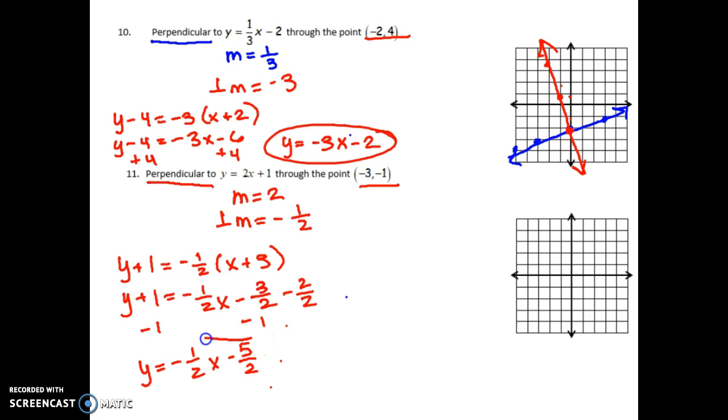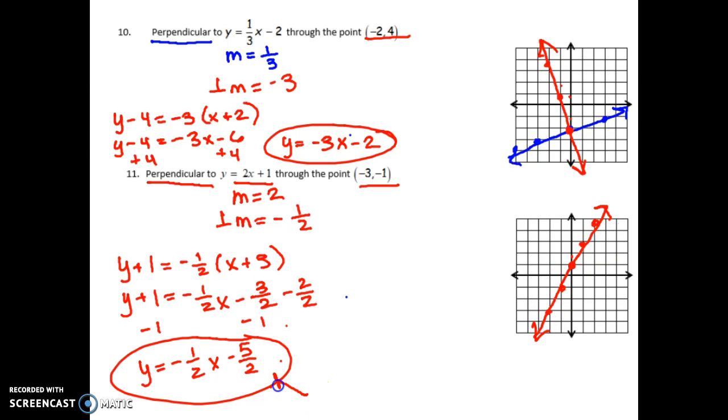Okay, so my first equation, I forgot to graph that, but it's y equals 2x plus 1. So I start at my y-intercept of 1, and my slope is 2. Up 2 over 1, up 2 over 1. So this is my original line. So I'm going to graph that.